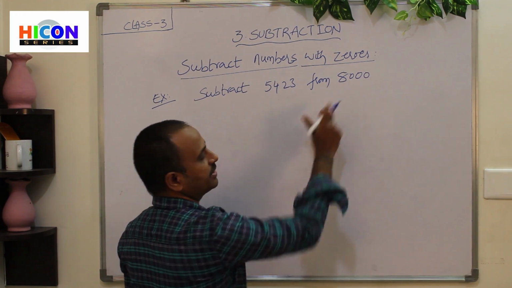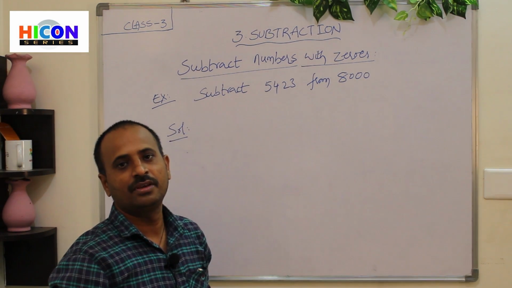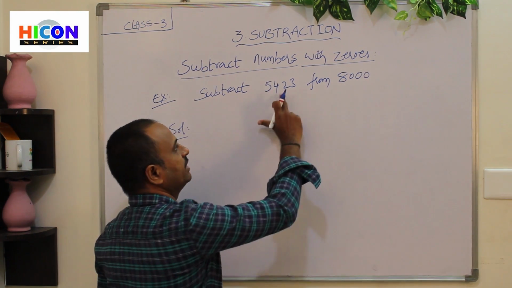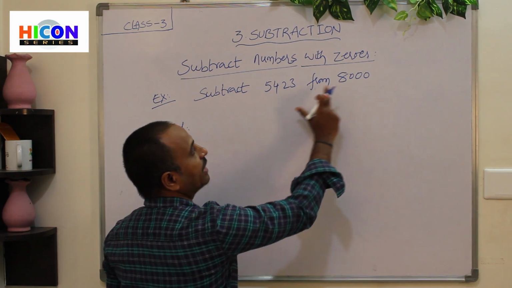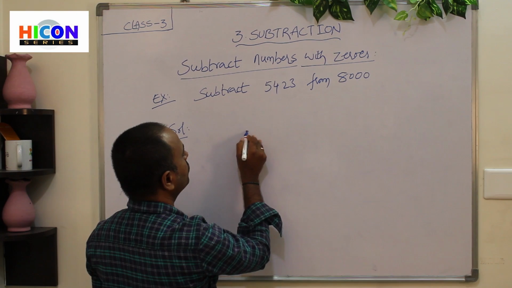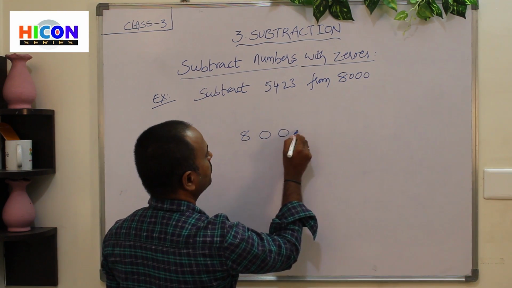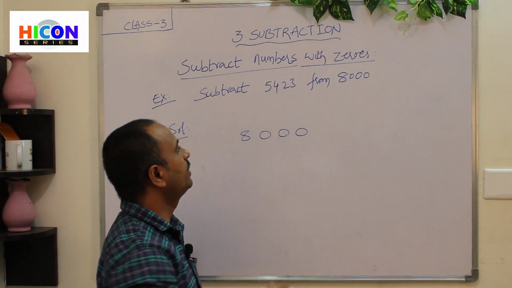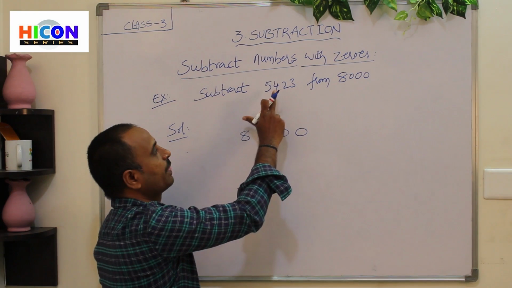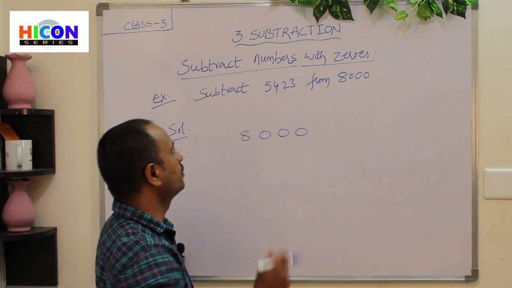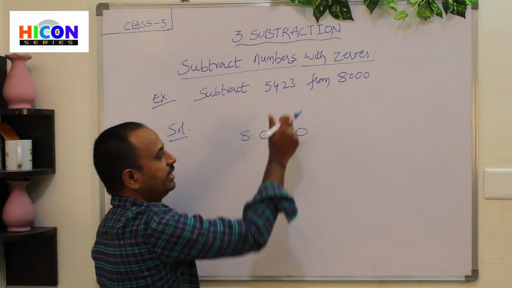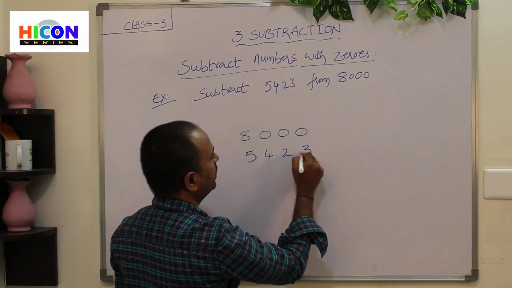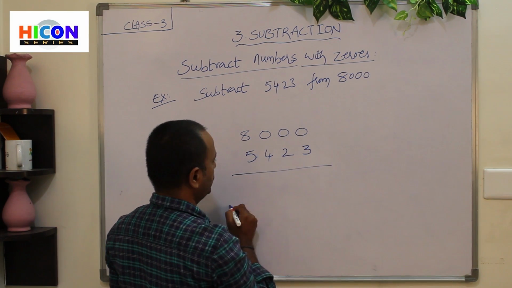Among these numbers, which number has to be written first? In subtraction, always the greater number should be written first. Which one is the greatest? 8000 is the greatest. So write 8000 first. Next, write the second number below the greatest number. What is the second number here? 5423. Write 5423 below 8000.